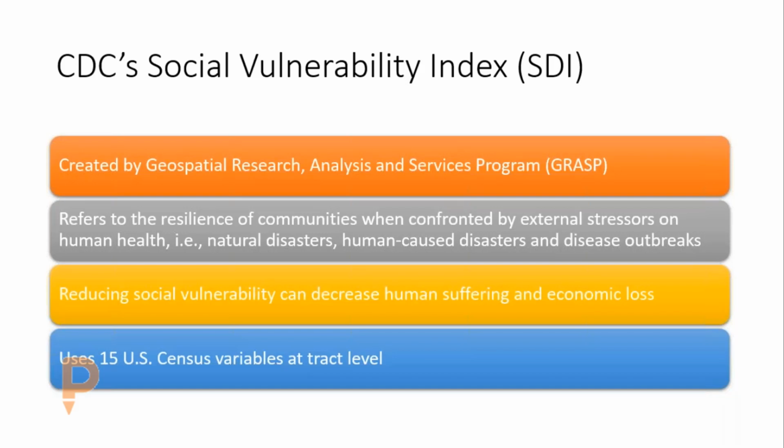For example, there's one that shows vulnerability due to household composition, which specifically refers to older adults, youth, and people with disabilities. And so that one could help you understand what areas might have residents who have particular health concerns, health challenges, or may have special needs in terms of how to evacuate an area.